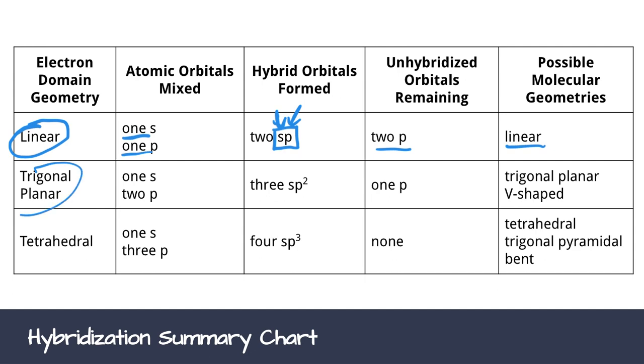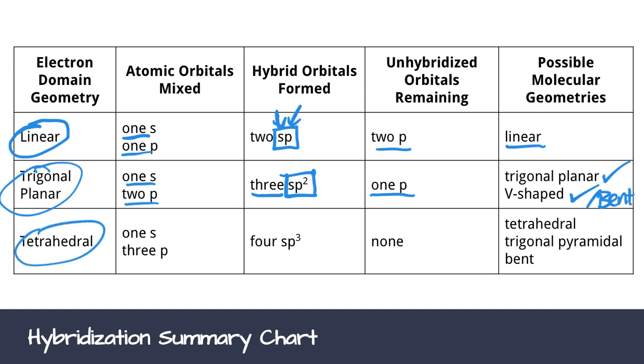For the trigonal planar shape, this is going to have 1s and 2 of the 3 p orbitals mixed together to create 3 sp2 hybrid orbitals. There's going to be 1 p left over, and this can happen for VSEPR shapes that are either trigonal planar or V-shaped, or the other name for that is bent.